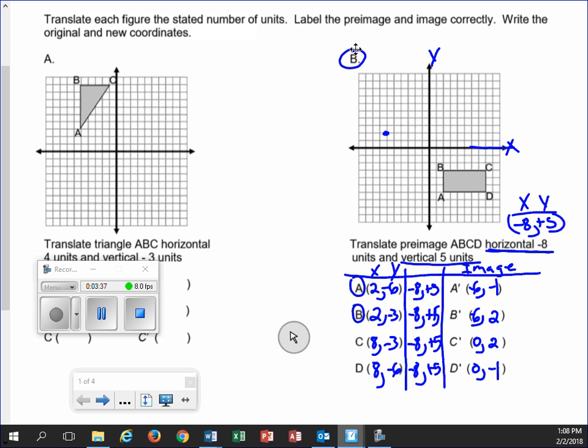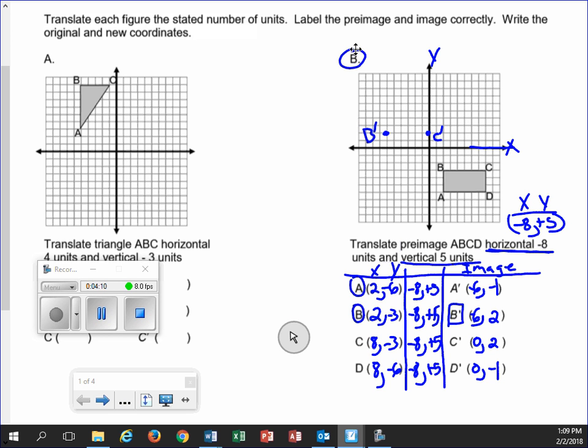Now, what's special about the second point? You see these dots here? Parentheses, that makes these points B prime. So this is B prime, and you have to show B prime as opposed to B so that we know what is the image and what is the pre-image. So we go to C and we go -8. 1, 2, 3, 4, 5, 6, 7, 8. We go up 5. 1, 2, 3, 4, 5. And this is C prime.